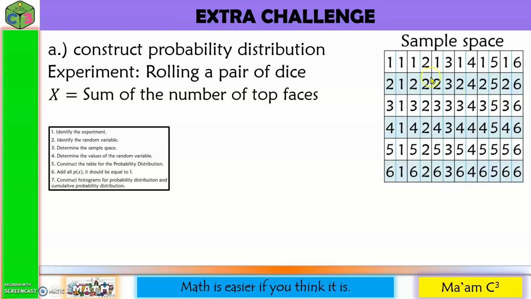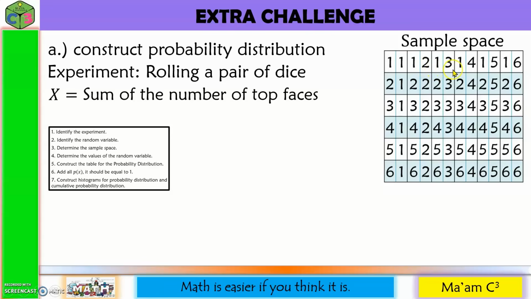Let me explain. The first number represents the top face of the first die. The second number represents the top face of the second die. Here is another possible outcome. The first die shows 1 on the top face and the second one shows 2.